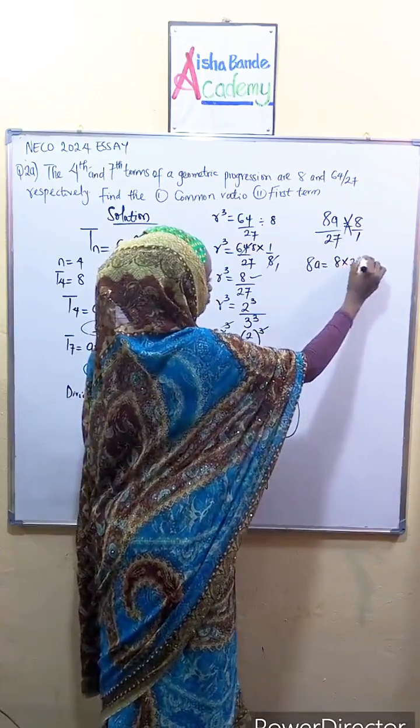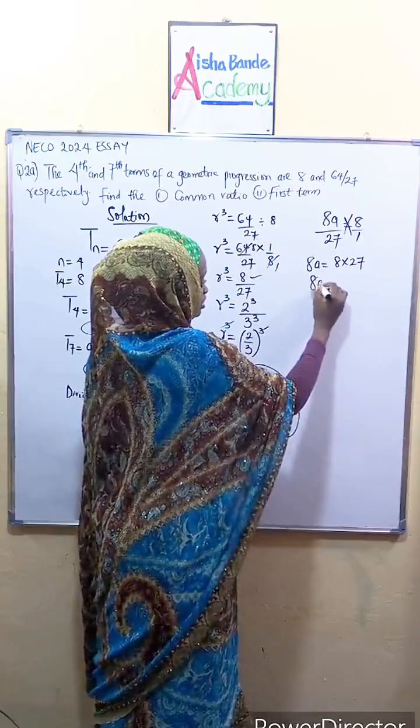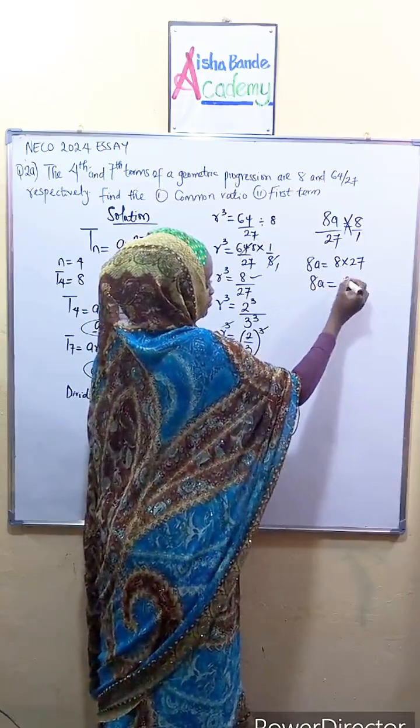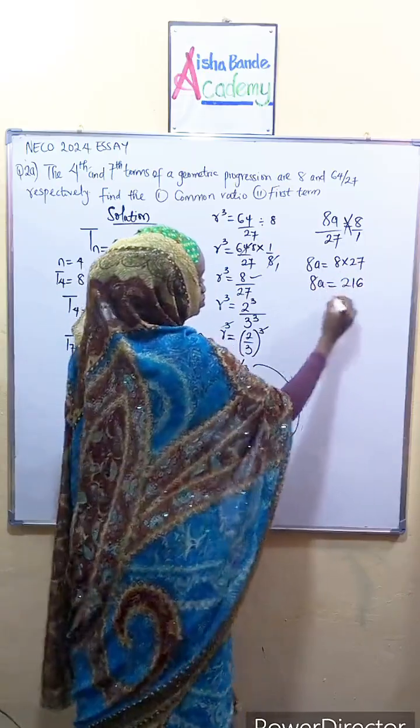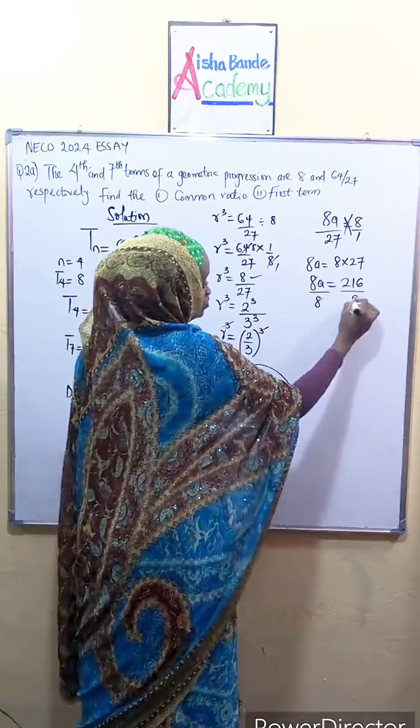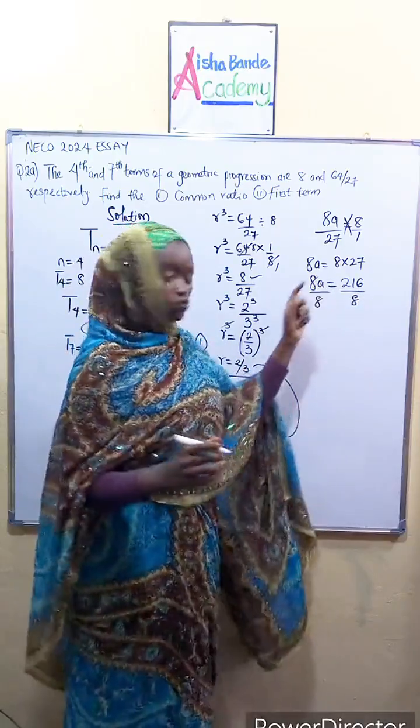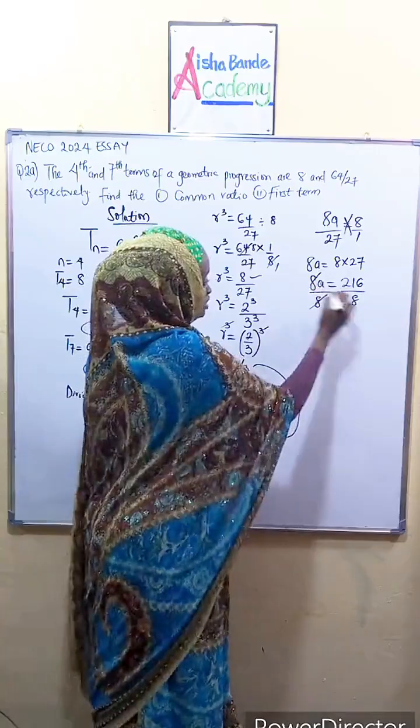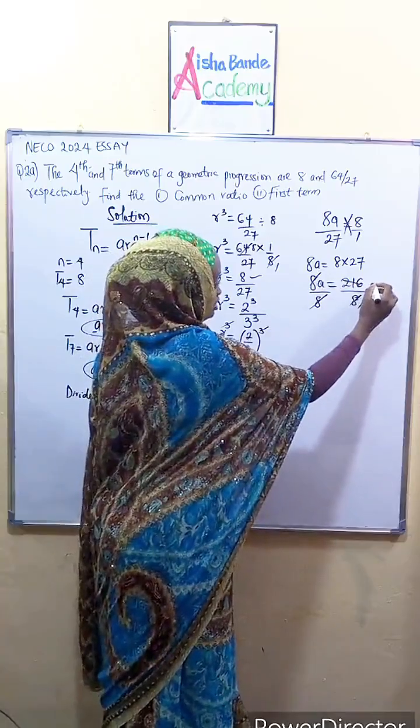So we divide both sides by 8, which is the coefficient of the unknown variable. 8 cancels 8 here, 1, and 8 here is 27. So we have a equals 27, and this is the value for the first term.